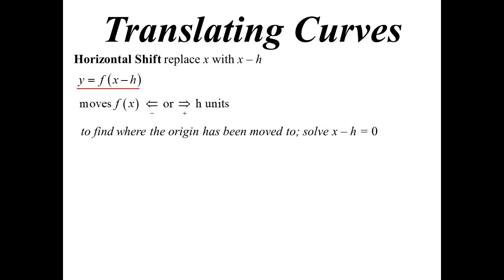Now, if you're ever unsure of which way to move it, have a look at that x minus h and say to yourself, what would make this equal to 0? And then that's where the origin's been moved to. So the 0's been moved to.